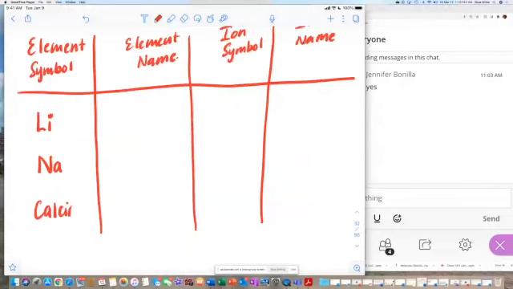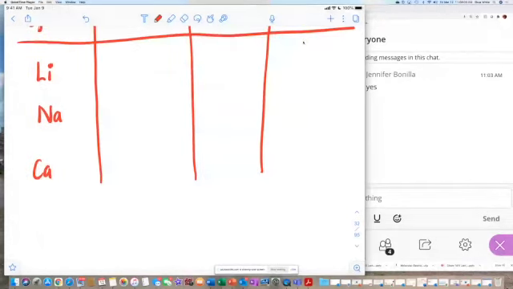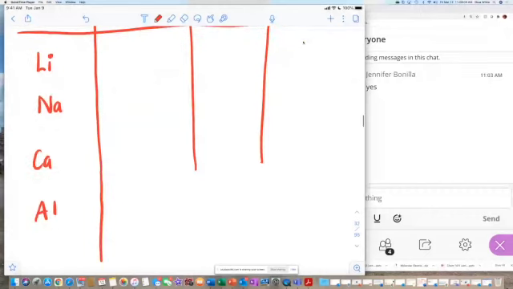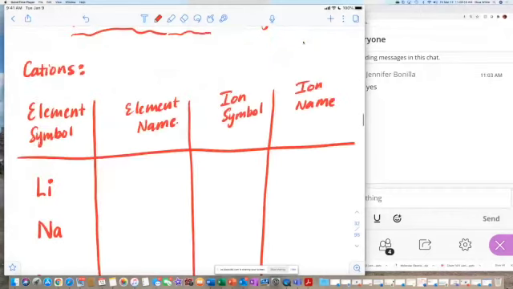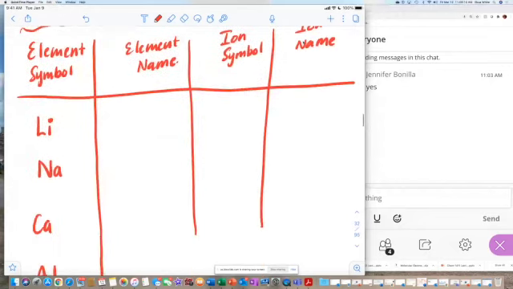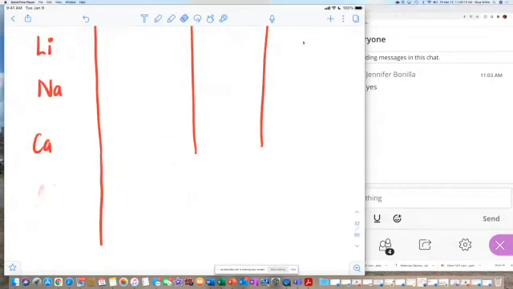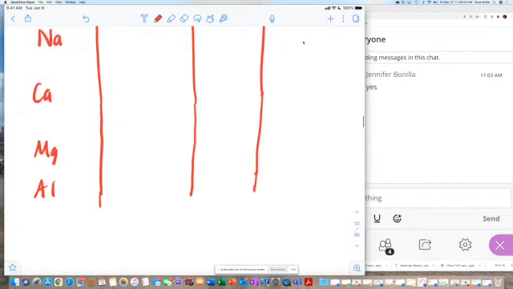And then group 3. Sorry, I'm supposed to be doing the symbol, right? I'm just copying this and I'm not even paying attention. Okay, my bad, y'all. Calcium, and then aluminum. So symbol first, right? I'm starting with the cations first. Oh, this is 4. So let me go ahead and do calcium and magnesium and then aluminum. My goal was to do 5, right?